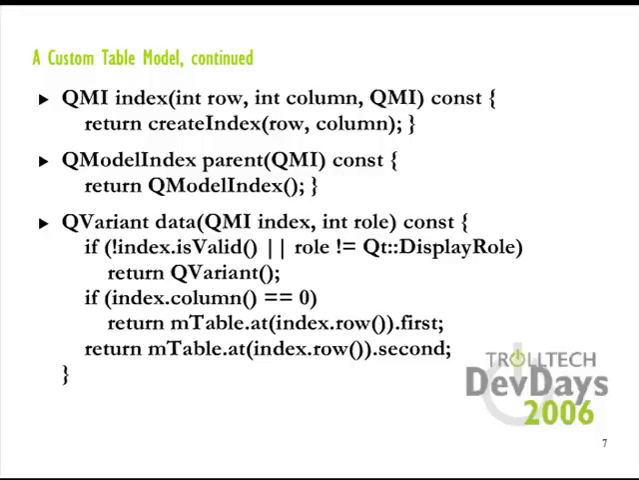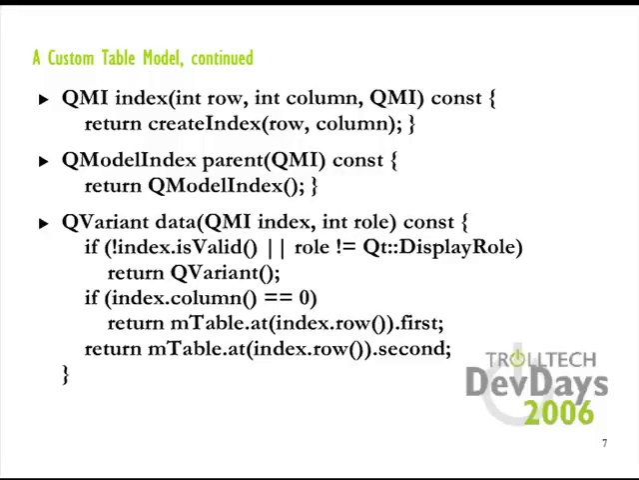The index function. Actually, in this case, we are so fortunate that we have a protected method called createIndex that we can just give the row and the column number. This is not necessarily the case. This is the method you want to use to store that special data inside the model index if you need to do it. You can put an integer or a pointer in there if you have that need. But usually, if it's a table or a list, you just call createIndex.